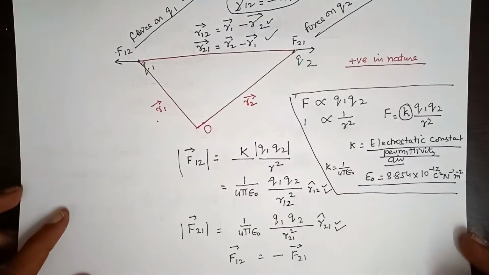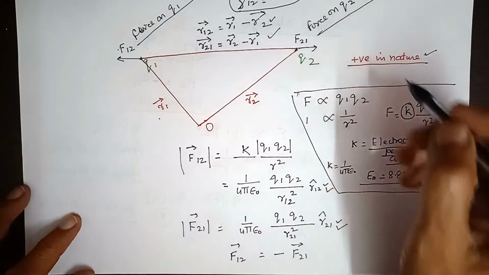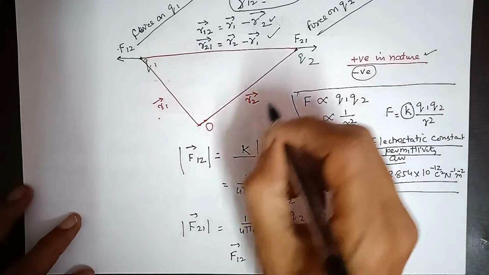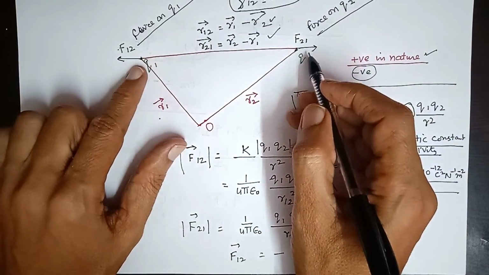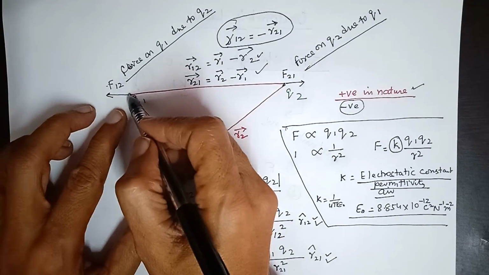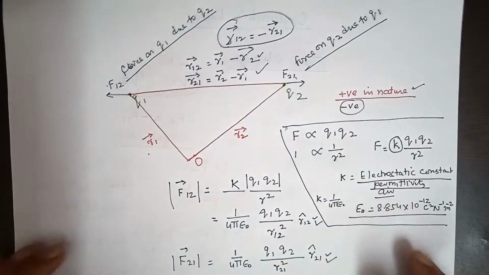And here we have taken the case that both charges are positive in nature. If we take both negative, then the same will be the position because there will be repulsion. F12 will be in this direction and F21 will be in the opposite direction.